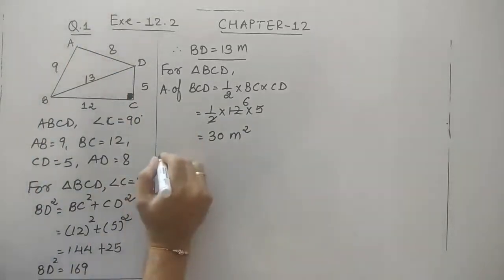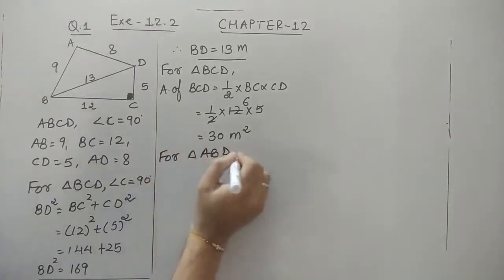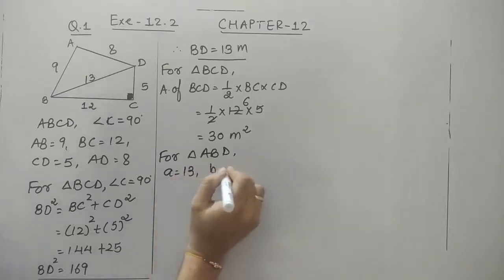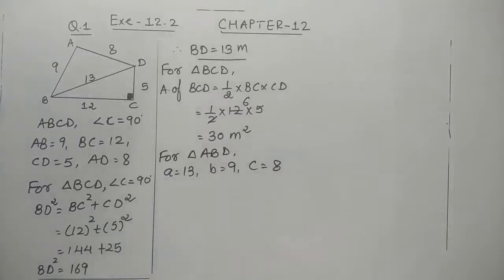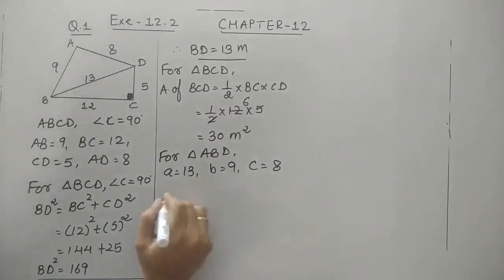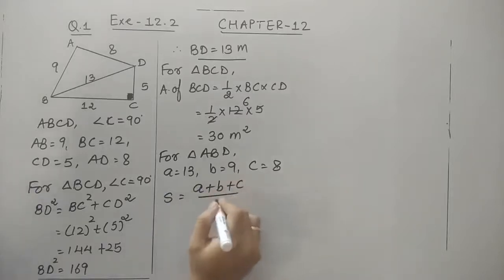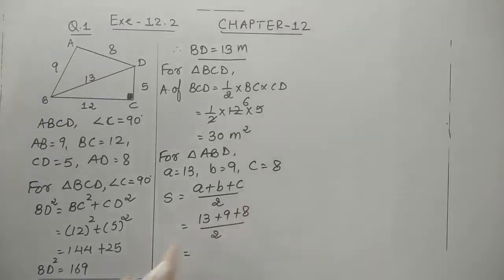So for triangle ABD, we will use Heron's formula. So A can be written 13, B is 9 and C is 8. You can give any value as A, B and C as we discussed. First we have to find S, that is the semi perimeter. So A plus B plus C divided by 2. So it is 13 plus 9 plus 8 divided by 2. Sum of all this, so 17 plus 13, that is 30, divided by 2.